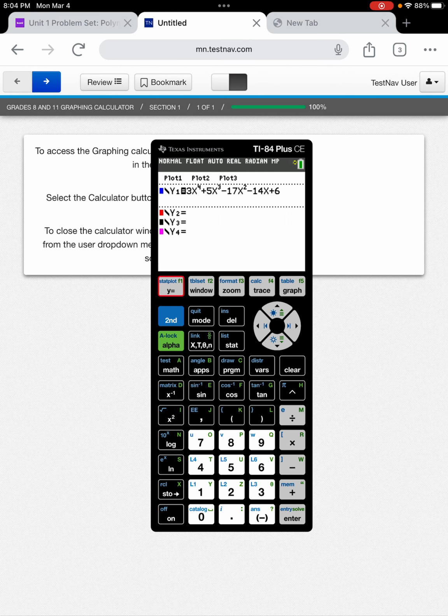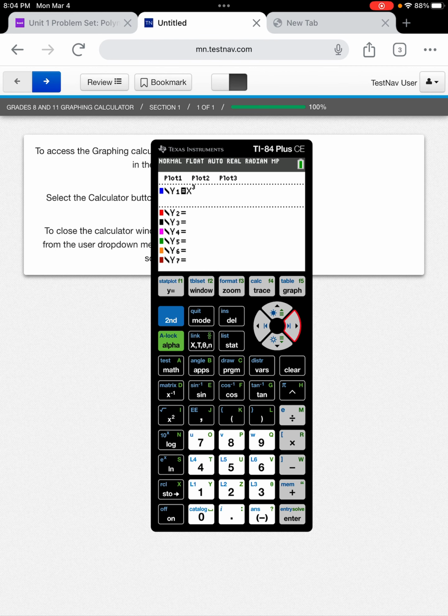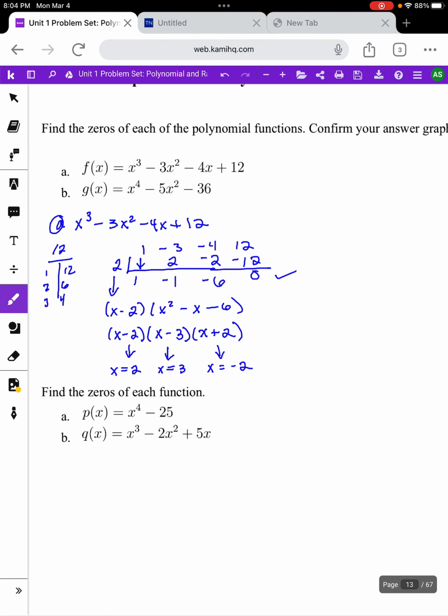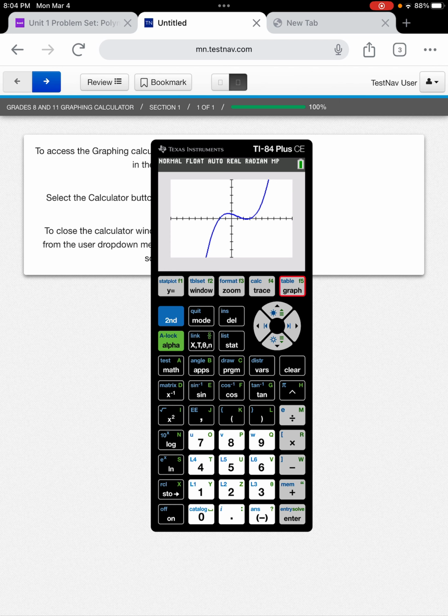And again, I'm going to go y equals. I'm going to go ahead and clear that. I have x to the third minus, oops, don't want that in the exponent section. 3x squared, 4x, 12. Minus 3x squared minus 4x, right? That was a minus. Yep, plus 12. Graph. There's my graph, and I can see the zeros.